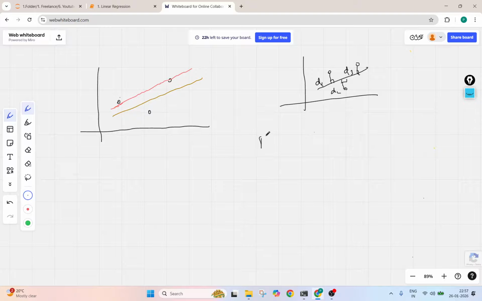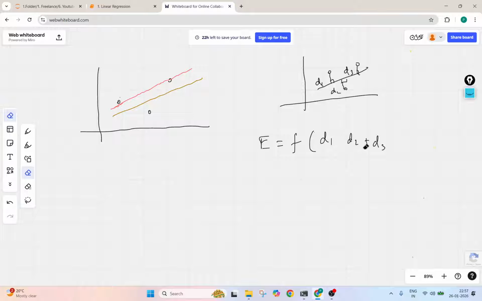Now our total error is a function of all these points. It's a function of D1, D2, D3. The function can be anything, right? All of them plus, squared plus, or whatever it is. So the error is a function of all the D's. Now this error needs to be minimized. Whichever line has the minimum error will be termed as the best fit line.